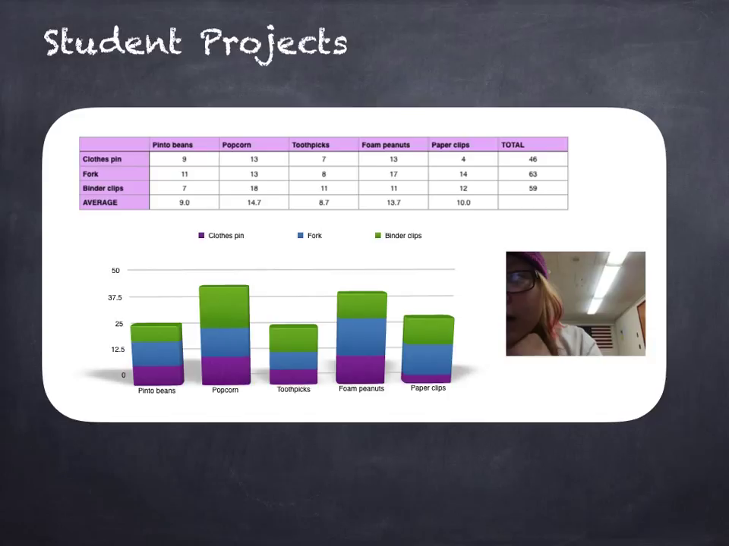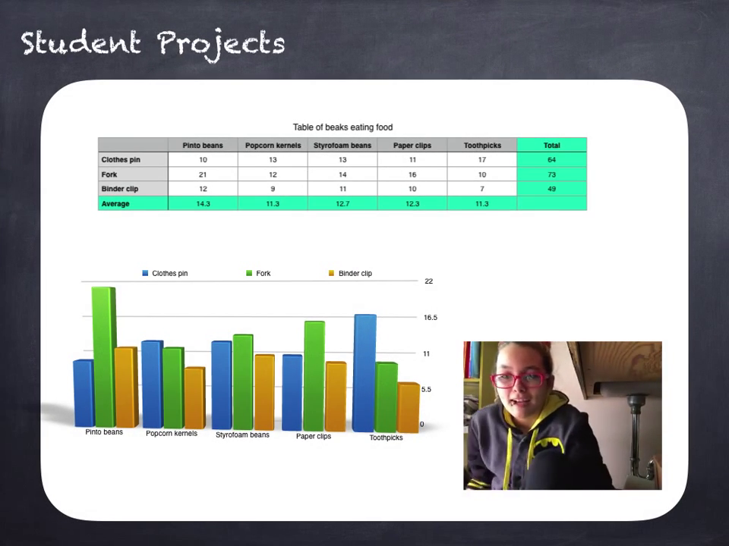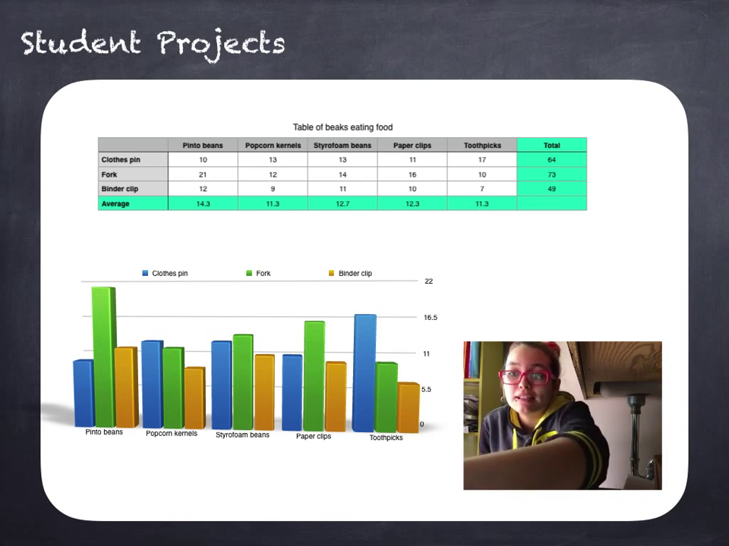Food available to birds. Our bird beak experiment was trying to see what kind of beaks could eat different foods. The best beak was the fork because it could stab stuff and scoop stuff up. My data shows that the birds on the island mostly ate the pinto beans.